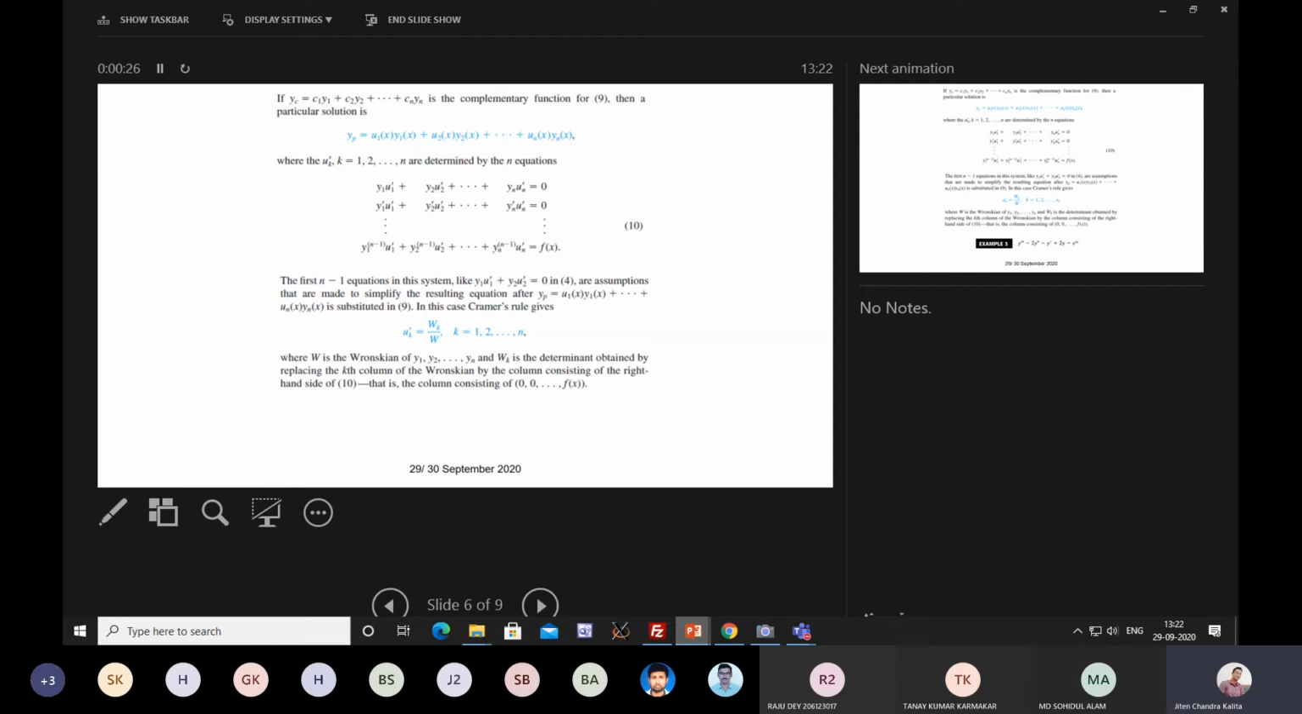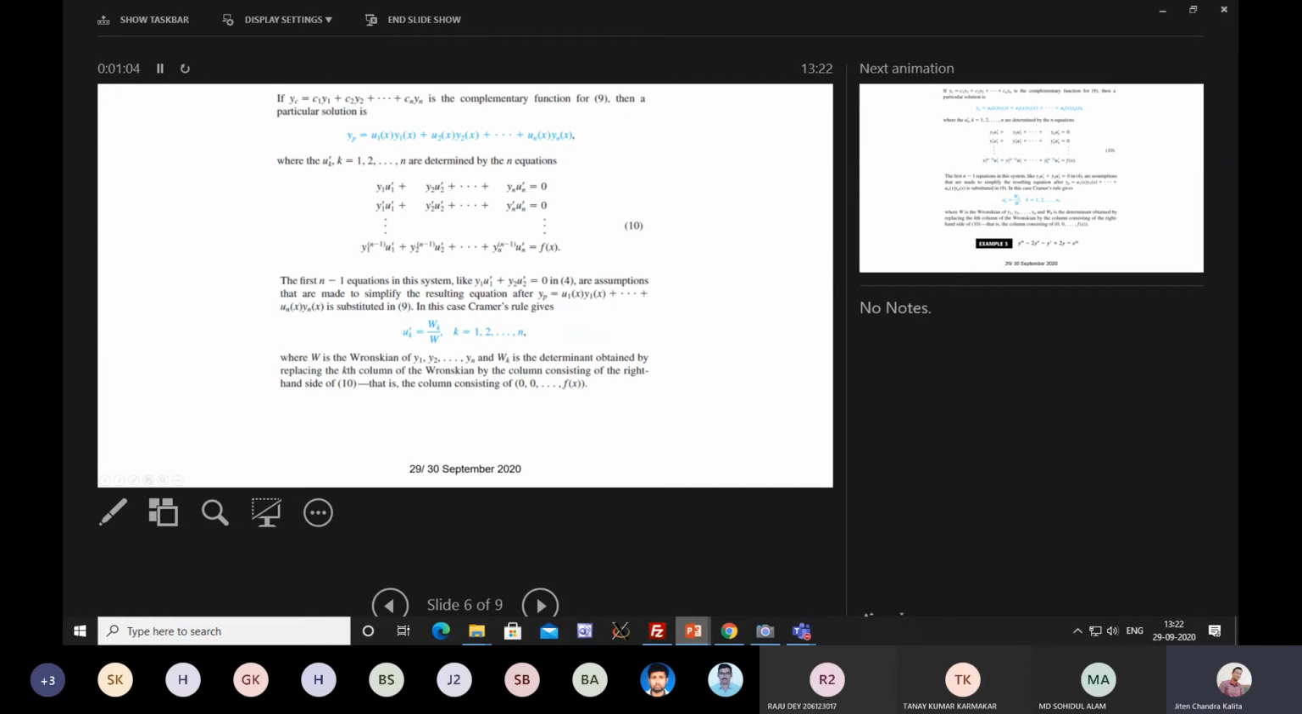So the first column of that Wronskian, you are going to simply replace by this 0, 0, 0, everywhere 0, but the last one is f of x. Is it okay with everybody? Fine? Yes, sir. Okay. Say the first n-1 equations in this system, like this equal to 0 in 4. That is nothing but what we did for the second order equation. Okay. So our assumptions are made to simplify the resulting equation after yp equal to this is substituted in the given differential equation. Okay.